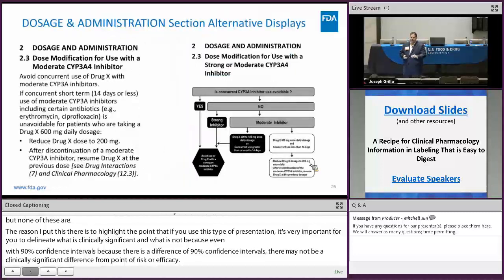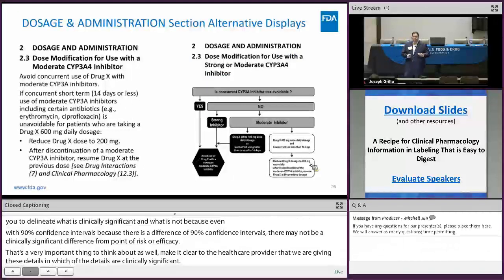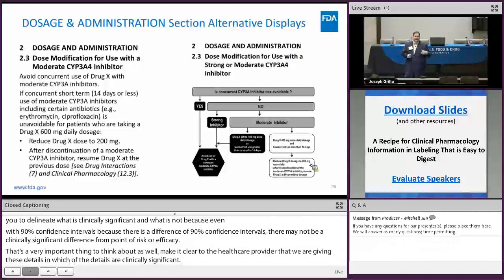And then this is just a quick example from the dosage and administration section. If you have a complex dosing regimen, which this is, it's based on how long the potential co-drug is used and what dose it's used. It's very difficult to do in text, which is on the left. It might be easier to do sort of as a flow chart kind of a thing on the right. Again, a different way of thinking about things.